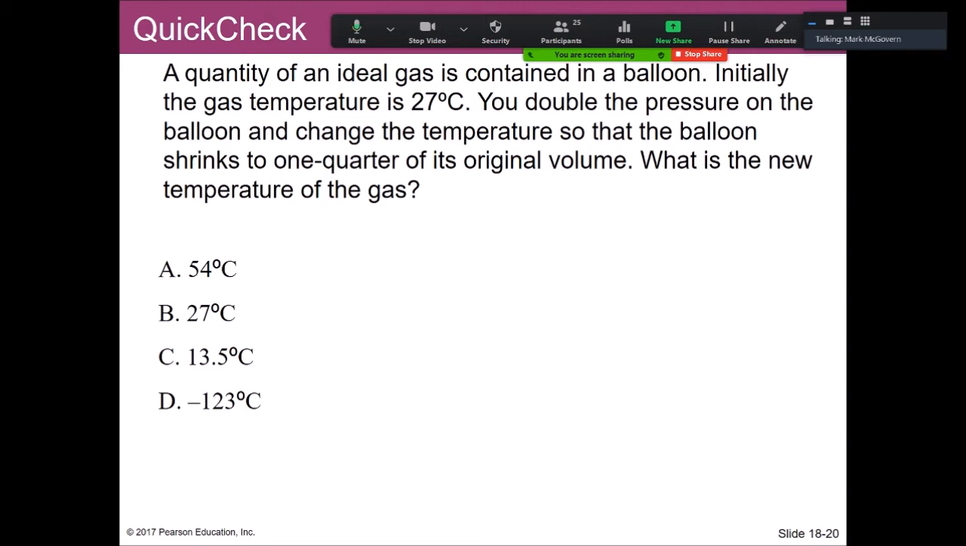So let's do this one now. A quantity of ideal gas is contained in a balloon. Initially, the gas temperature is 27 C. We're going to double the pressure in the balloon and change the temperature as the balloon shrinks to 1/4 of its volume. So we have a lot of things changing here: change in pressure, change in temperature, change in volume. I'm going to give you a good minute for this because there's a lot changing here.